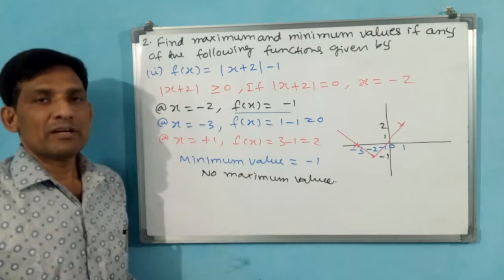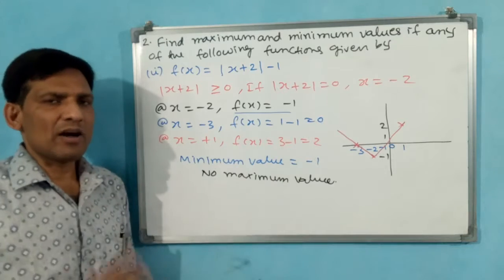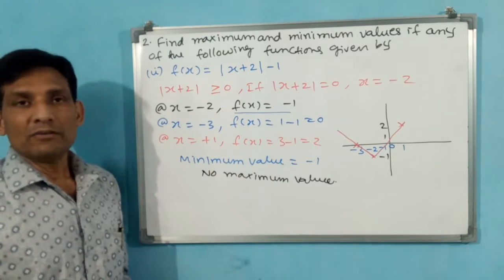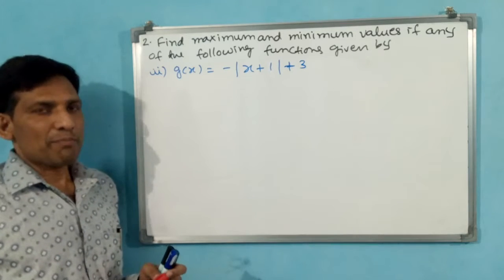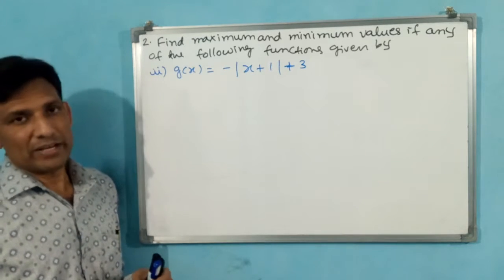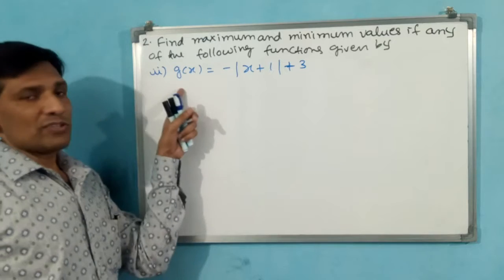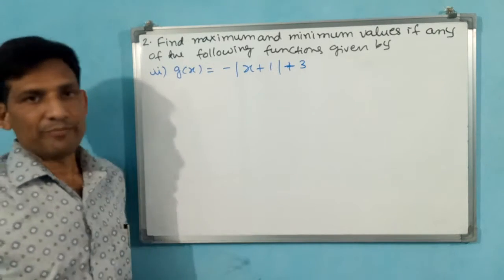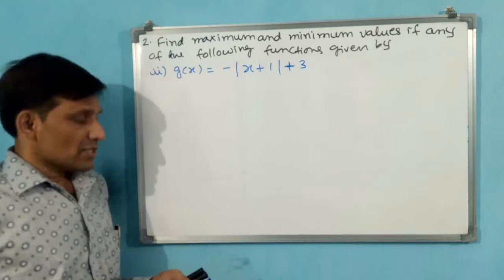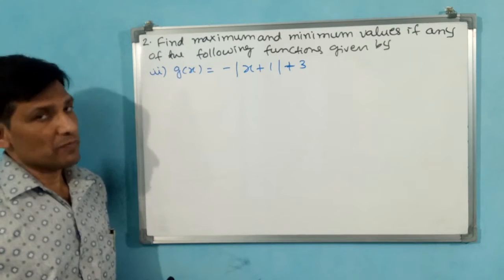You understand now? Okay. Minimum value is minus 1, maximum value is not there, no maximum value. Okay. Let us go for the second question. See the part 2 of the second question. G of x is equal to minus modulus of x plus 1, plus 3. Here we have to find the maximum value and minimum value, if they exist.